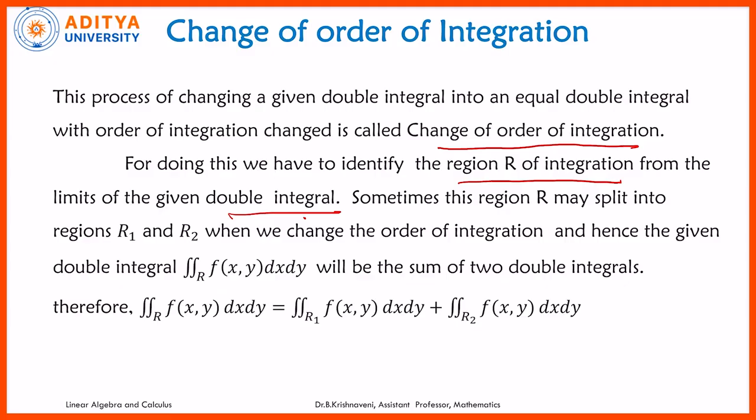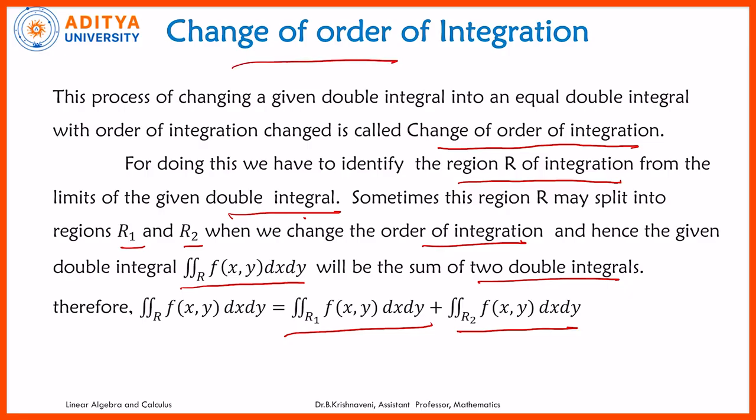Sometimes this region may split into two regions R1 and R2 when we change the order of integration. Hence the given double integral, that is double integral over R of f(x,y) dx dy, will be the sum of two double integrals, that is double integral over R1 plus double integral over R2. So in order to change the order of integration, first of all we have to identify the region of integration by taking the limits given in the question.